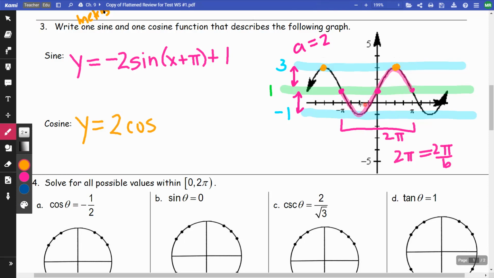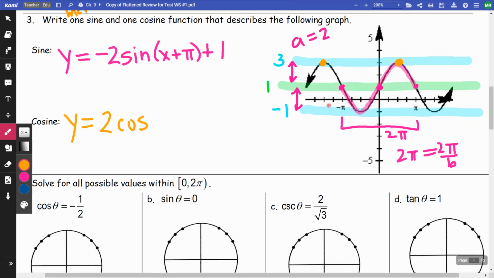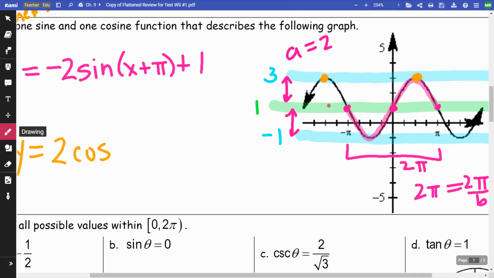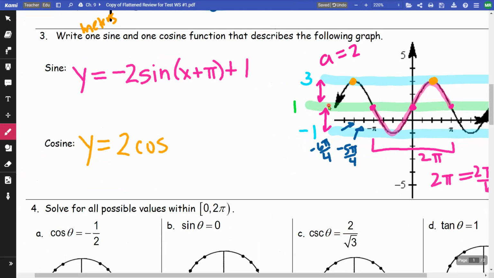So I have 1, 2, 3, 4 marks to get to pi. So these are each going to be pi fourths. So this is going to be negative pi fourths, let me write this out. So this is going to be right here. That would be negative 4 pi fourths, so that would be negative 5 pi fourths. So this one here would be negative 6 pi fourths, which is negative 3 pi halves. So I'm going to be starting at negative 3 pi halves. So that means that this is going to be x plus 3 pi halves, because that's where I'm starting at, negative 3 pi halves.